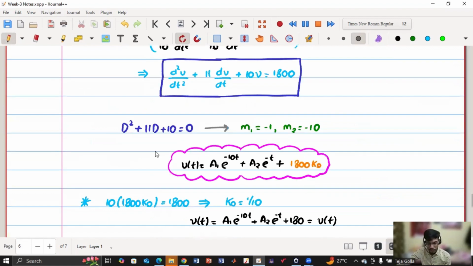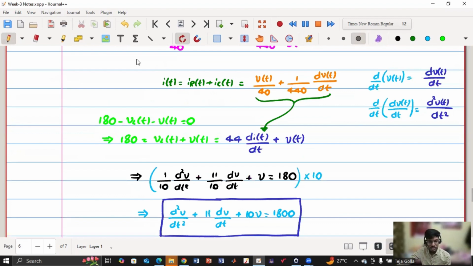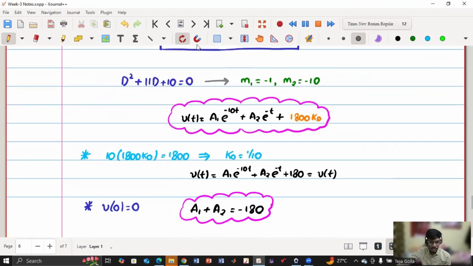So now I know V of t. So how to calculate I of t? I have the expression, I of t is this. So let us substitute V of t in I of t and then solve.